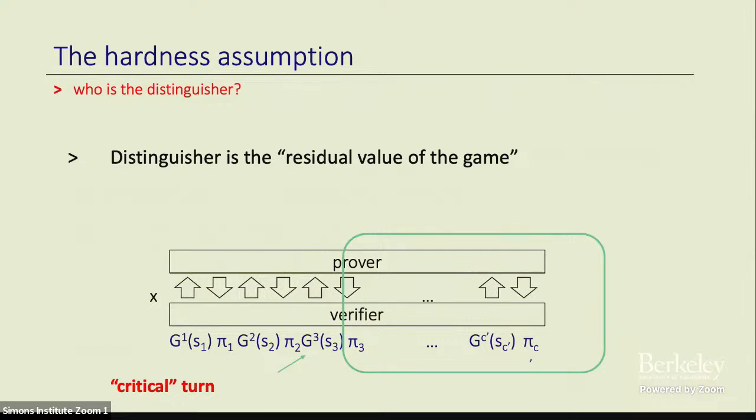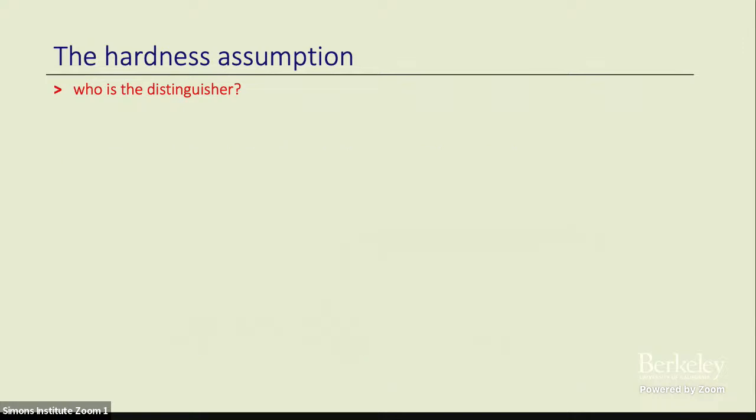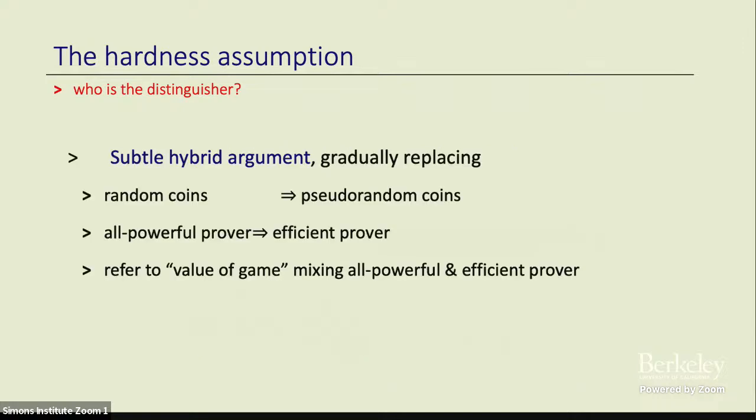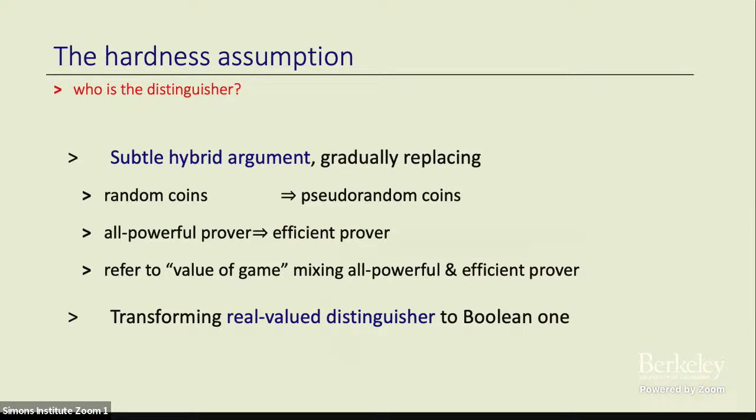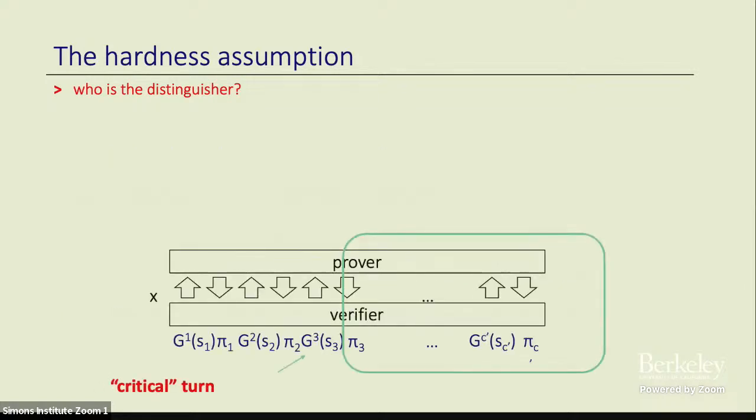The residual value is a real valued function, but you can make it Boolean by some simple manipulation. So finally, to finish the proof, we use a subtle hybrid argument to gradually replace random coins with pseudorandom ones round by round. We also need to be careful with the definition of the prover, and we also need to transform the real valued distinguisher to a Boolean one.